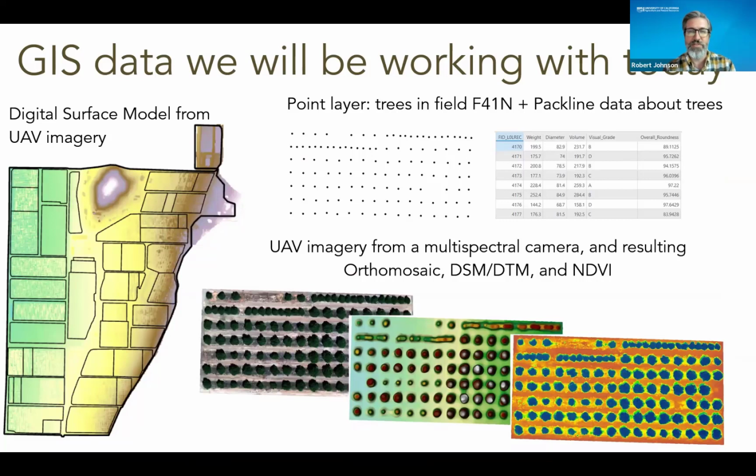We have some multispectral data that you will be using to create an orthomosaic and derive NDVI, Normalized Difference Vegetation Index. And there is also a point data set that is showing the locations of individual trees in one of the fields, as well as some tabular data that comes from the pack line there, which sorts and grades the fruit as it's harvested from the trees.